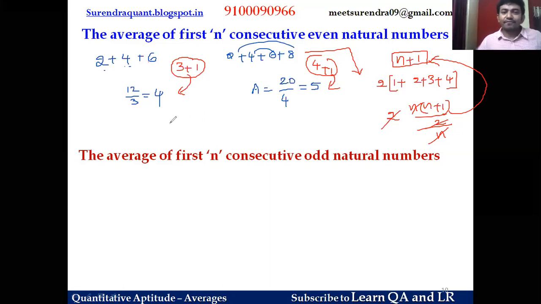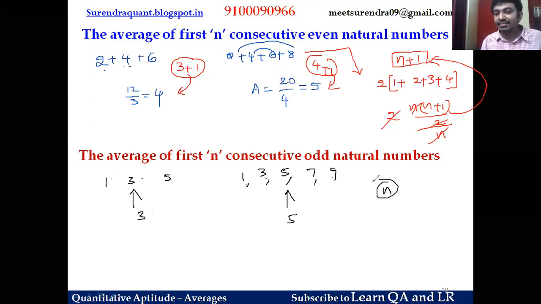What is the average of the first n consecutive odd natural numbers? For example, if I say 1, 3, 5, what is the average? The middle term, 3. So is it nothing but the number of terms? n only, right? If I have 1, 3, 5, 7, 9, then what is the average? 5. How do you get this? Number of terms, 1 plus 2 plus 3 plus 4 plus 5, 5 terms are there, right? So if there are n odd numbers, then the average is n only. Simply, the number of terms will be the average for consecutive odd numbers.